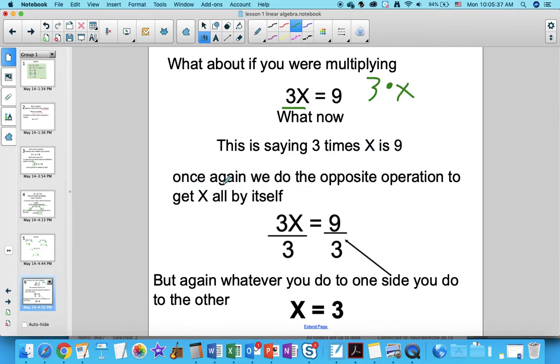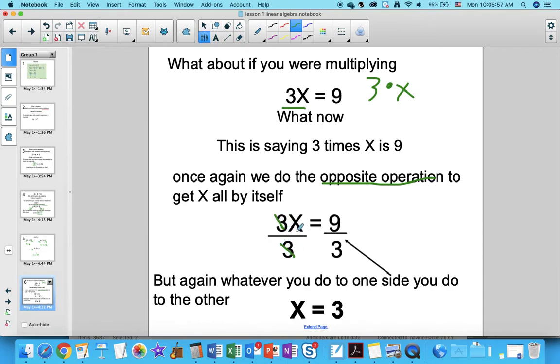Once again, we do the opposite operation to get x by himself. Here we have 3 with that x, and we're multiplying. I want to get rid of the 3. So I'm multiplying, so I have to do the opposite operation. The opposite of multiplying is dividing. So I divide by 3. 3 divided by 3, they cancel out.